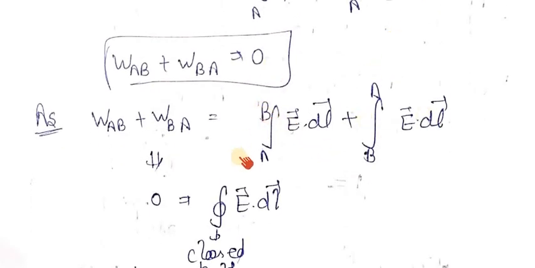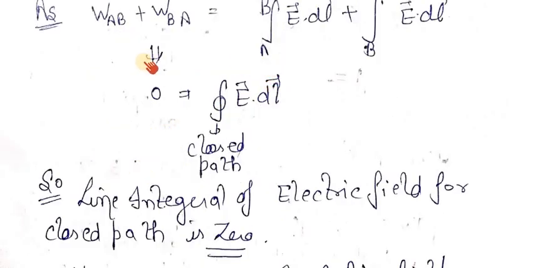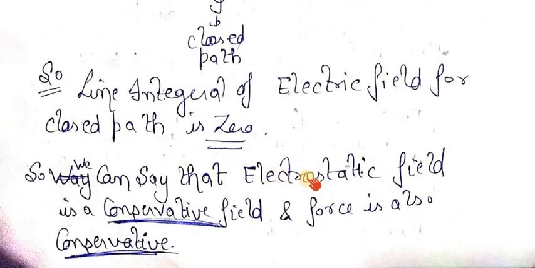So total, if you look at the sum of these two, first you went from A to B, then back from B, so it is a closed path. That's why I have put the closed path sign here. And the left hand side equal to 0 we have already proved. That means the line integral of electric field for a closed path is 0, right? Please remember it. Line integral for electric field for closed path is 0. That means we can say that electrostatic field is a conservative field and force is also conservative. That means it doesn't depend on the path that we have to follow. It just depends on the initial and final position.